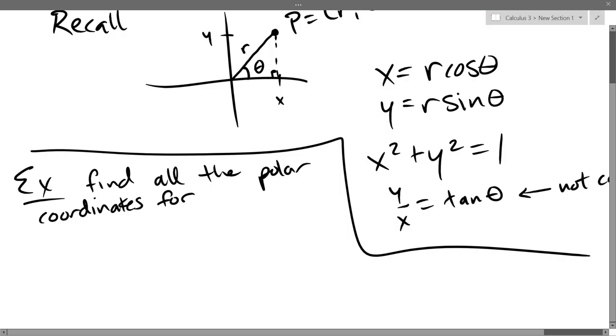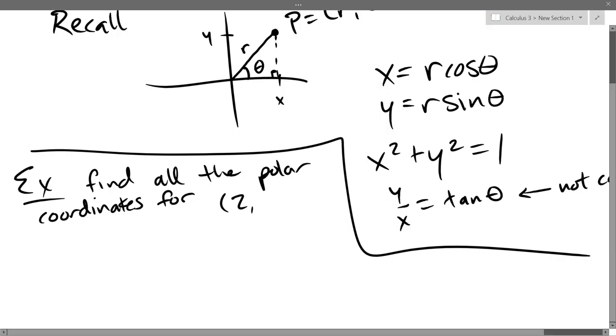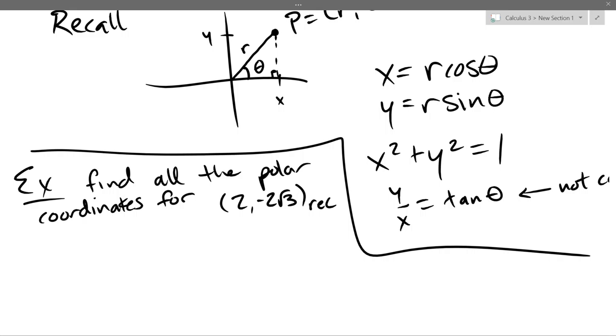Find all polar coordinates for 2, comma... Now, I'm going to write "rec" right there, for this is a rectangular point. So I'm going to write "rec" to denote this is a rectangular point.